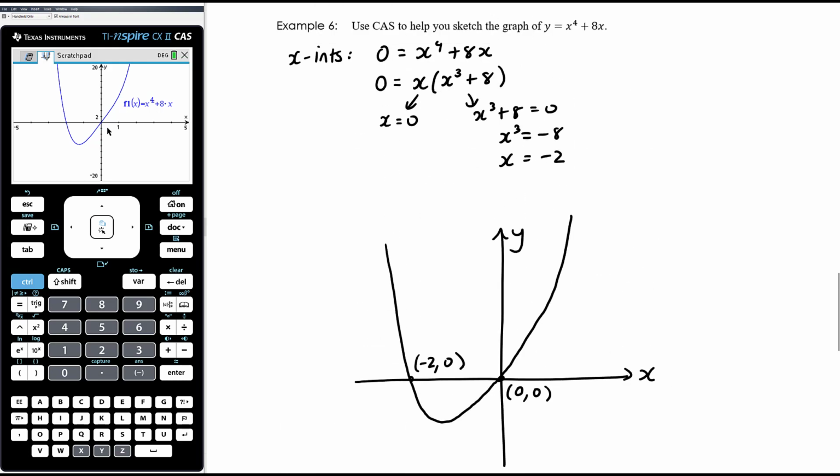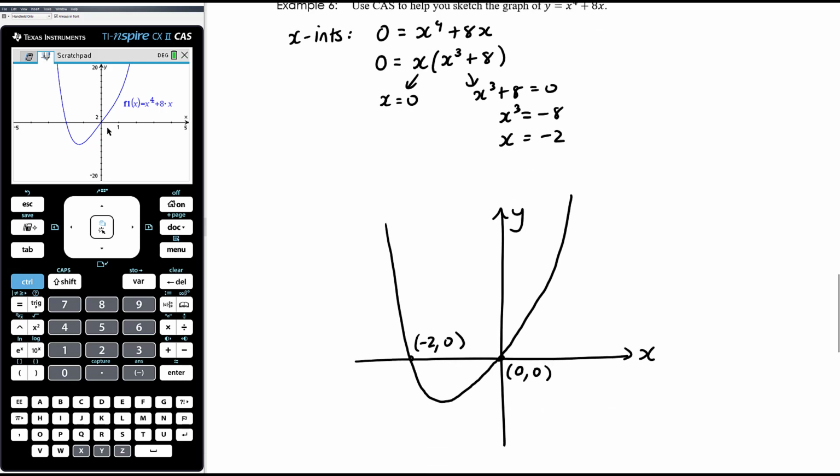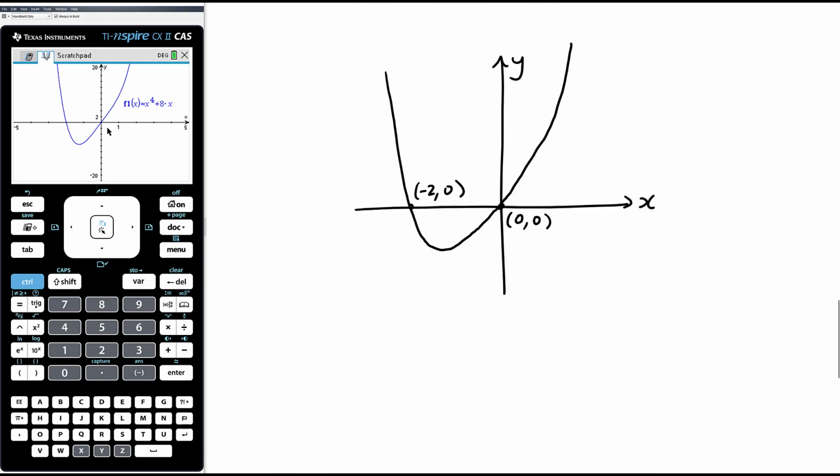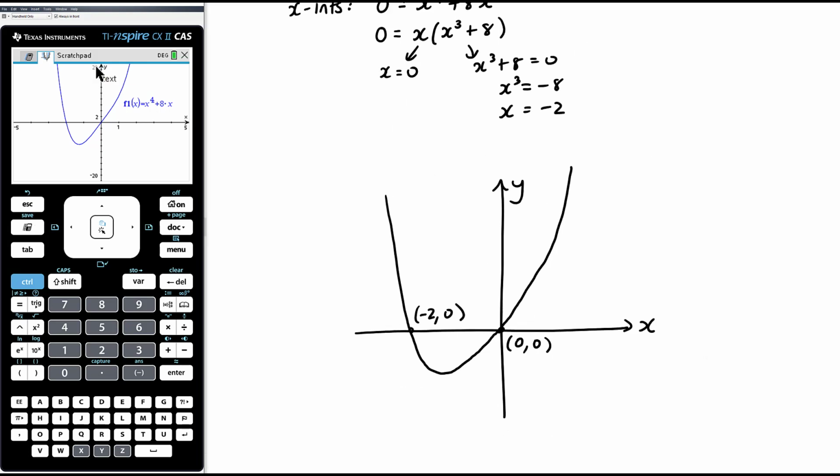So you certainly wouldn't be asked to sketch something like that unless you had your CAS. If you have your CAS, pop it in, have a good look at what it looks like. Do adjust the window. You'll notice when it was only looking up to about 10, it was hard to see that real kink. Even if we went up a bit higher to about 30, you get a much better sense of what's going on with the shape there.